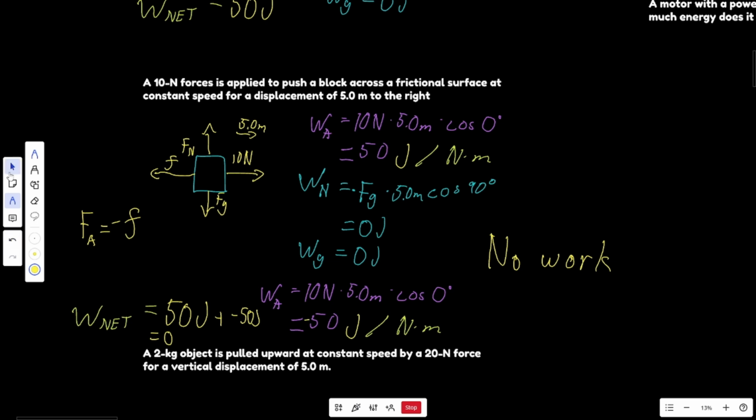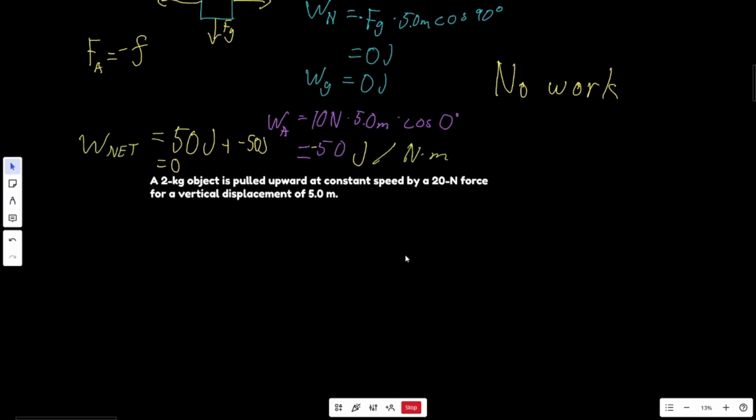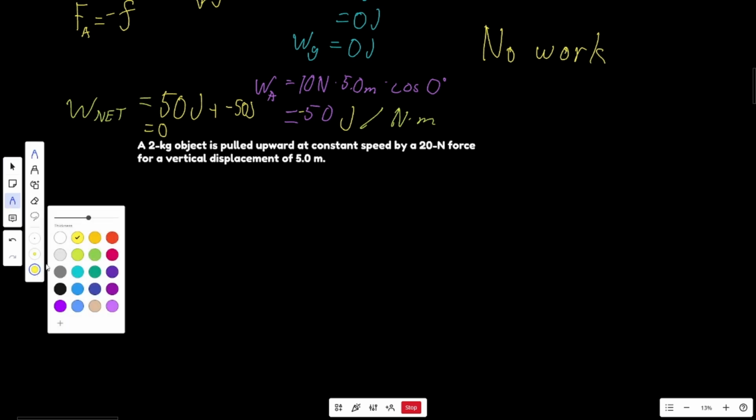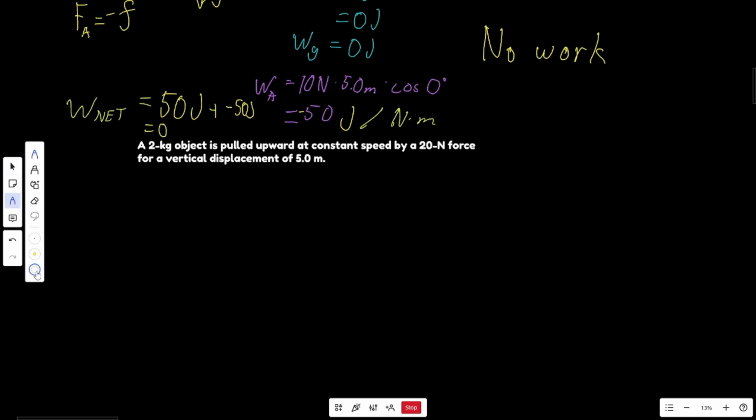Now, next question, last for this one, before we move on to power. A 2 kilogram object is pulled upward at a constant speed by a 20 Newton force for a vertical displacement of 5.0 meters. Okay, so this one's kind of different. We're talking about vertical displacement now. And it's important to understand where your forces and your displacement is going. So let's first start with the vertical displacement, because the displacement is really what is driving the entire problem. It's the basis for whether or not our work is negative, so let's start with there.